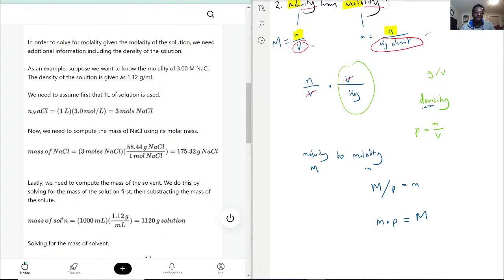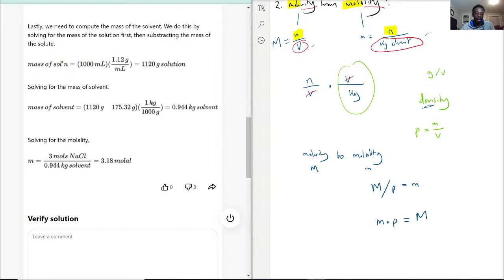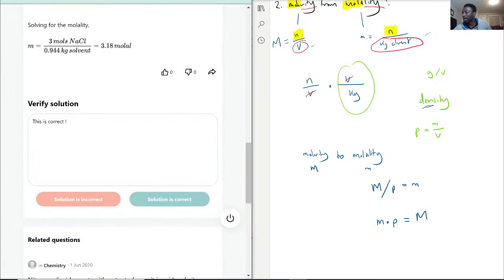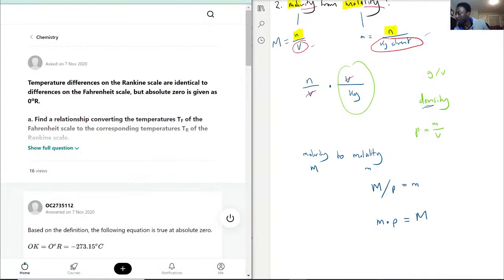But yes, so this would be how you'd work from molarity to molality. It's just important that you take notice of your units, and that way you will not get lost with this question. Okay, so now with that being said, let's move on to question 3.